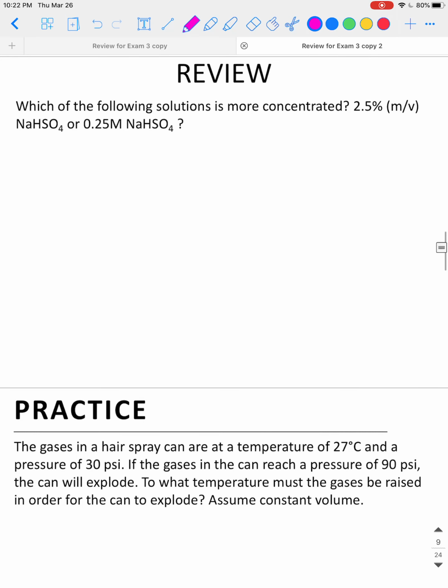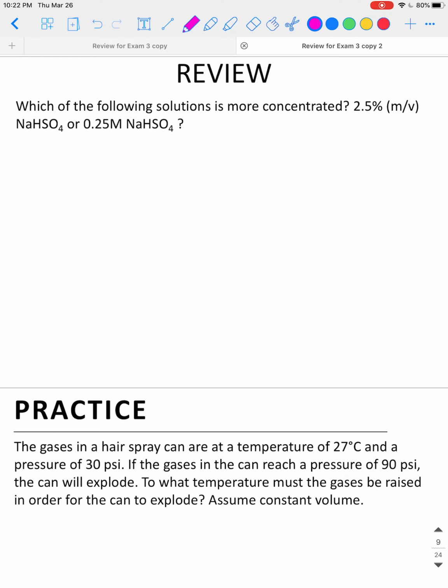Alright. We'll do this next problem. This is similar to some stuff you should have done on the Chapter 9 homework. Or if you've yet to do the Chapter 9 homework, this will help you. Which of the following solutions is more concentrated?